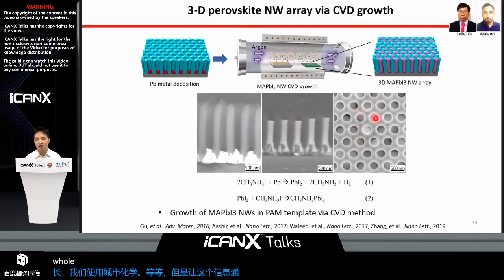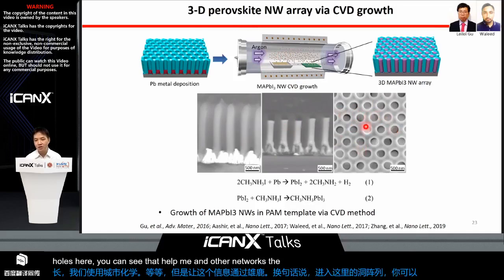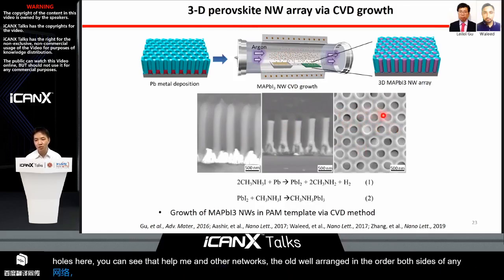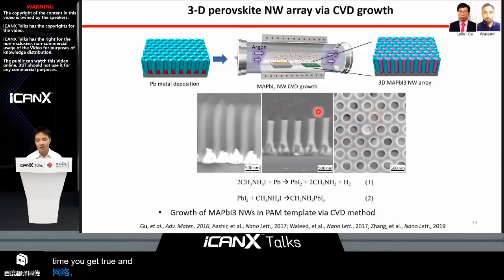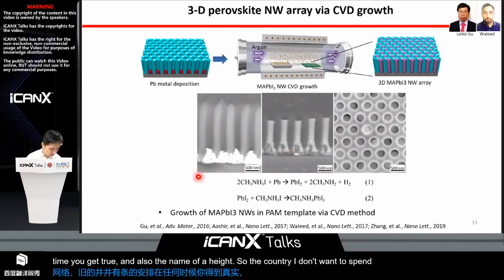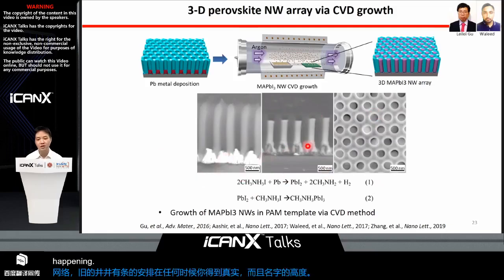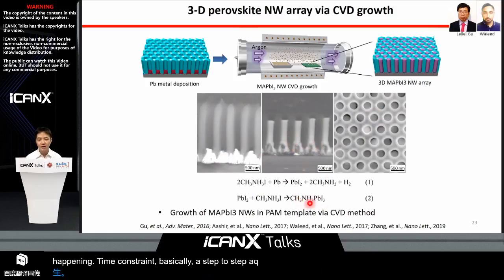So here you can see the top view. All the nanowires are well arranged in hexagonal ordering. The pore size and nanowire diameter can be well controlled, and also the nanowire height can be controlled. The chemistry, I don't want to spend too much time on because I have a time constraint over here. Basically, with a two-step reaction, we got the perovskite MAPbI3 over here.